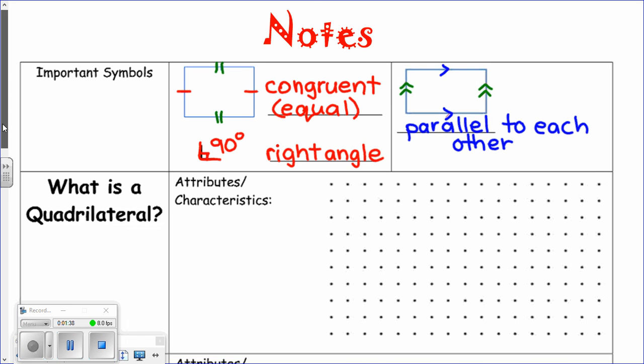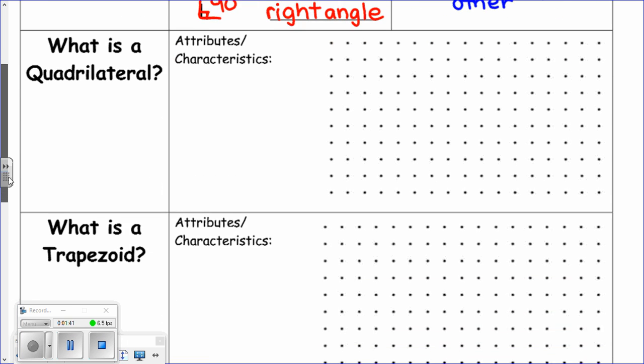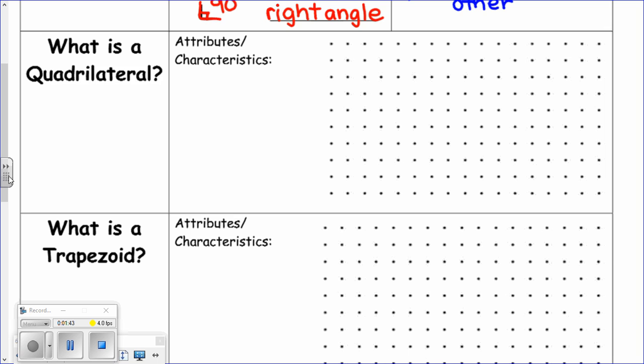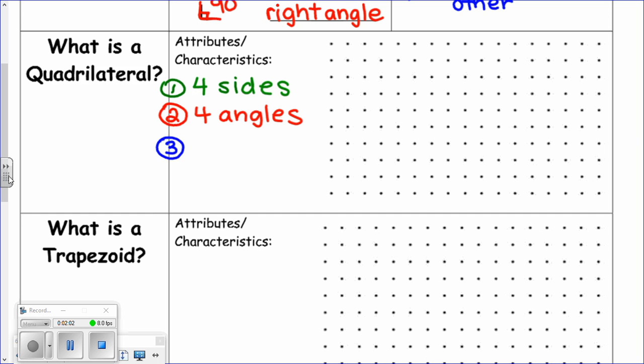So of course we know that a quadrilateral is a figure that has exactly 4 sides. So the first thing I want you to write is that a quadrilateral will always have 4 sides. And because it has 4 sides, it will also always have 4 angles. And when I take the sum of all of those angles, remember sum just means add. So when I add up all of the angles of my quadrilateral, I should always get 360 degrees.